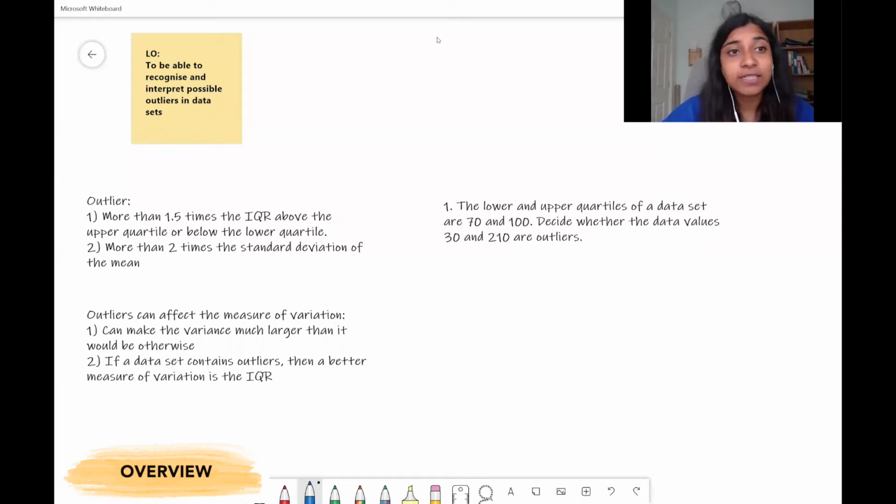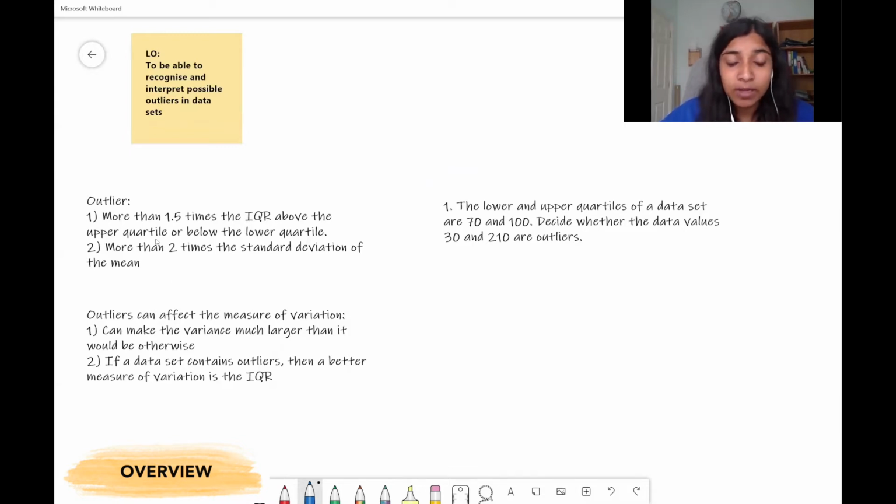First, you need to know the definition of an outlier. There are two ways to define an outlier using measures of central tendency. The first is a value that is more than 1.5 times the interquartile range above the upper quartile or below the lower quartile. The second is a value that is more than 2 times the standard deviation from the mean. You just need to memorize these two ways of identifying an outlier.